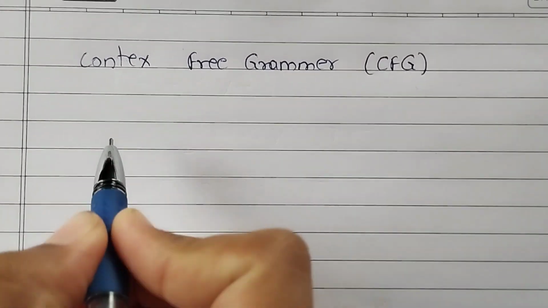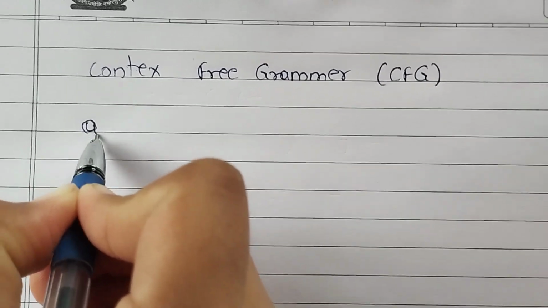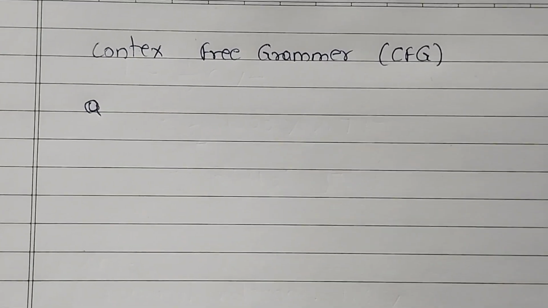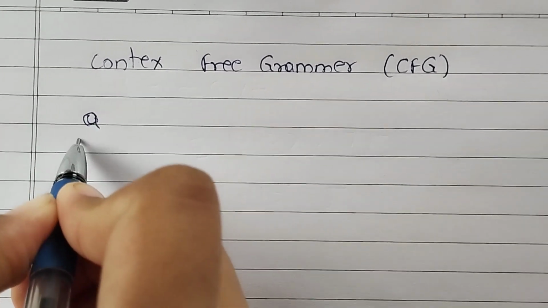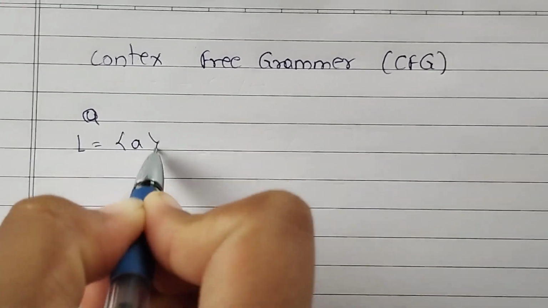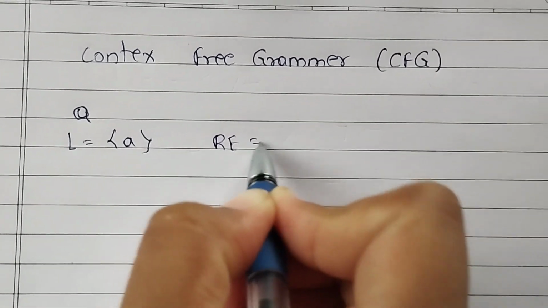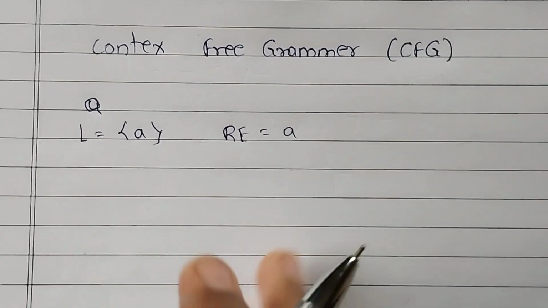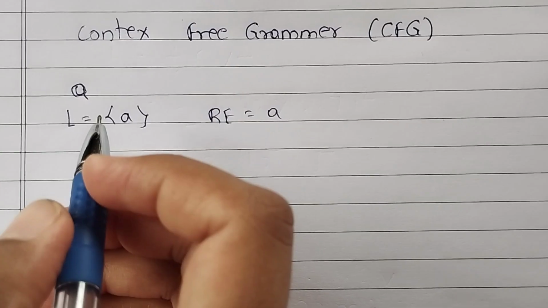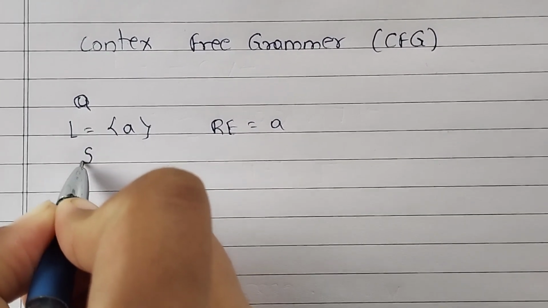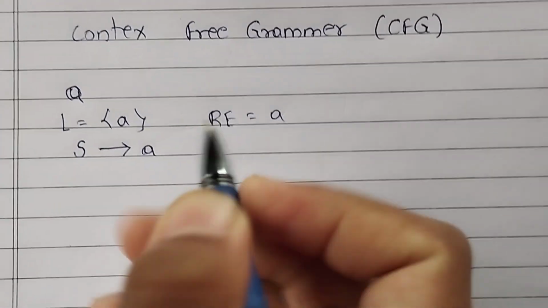So let's start. First, if we want only A in our regular language or expression, for that we write L is equal to simply A, and the regular expression is also only A. And if we want to draw the CFG for this, then how do we write? S means the starting symbol, S reads A, only A.